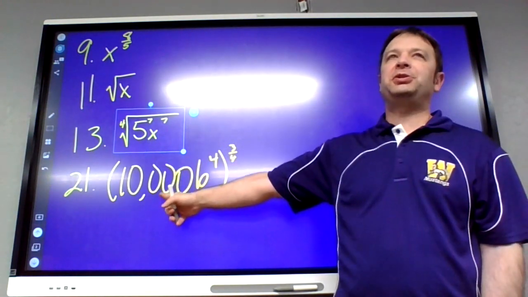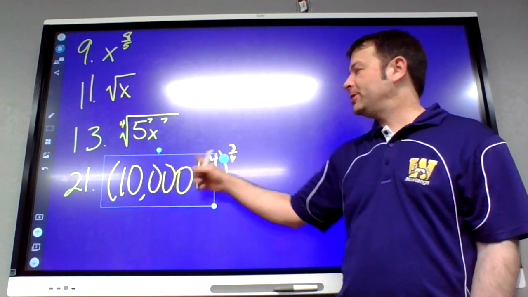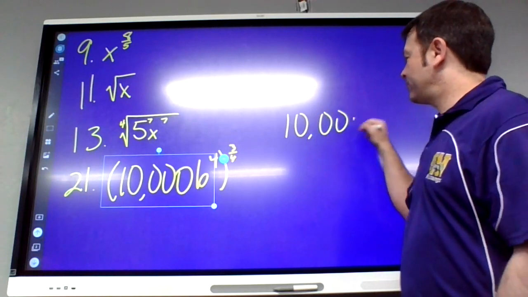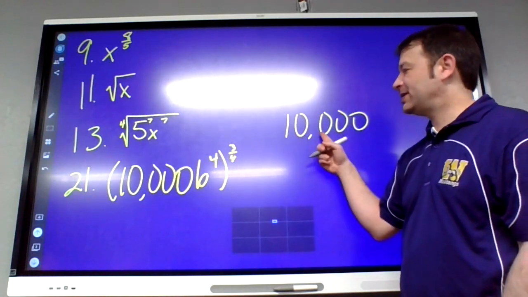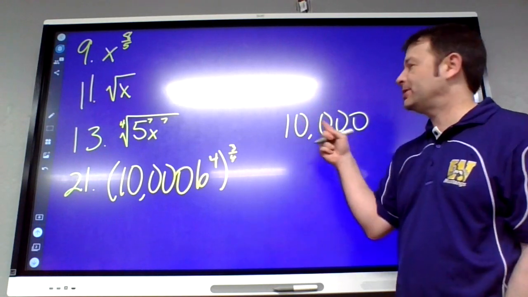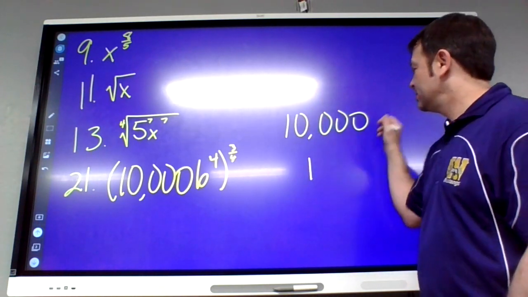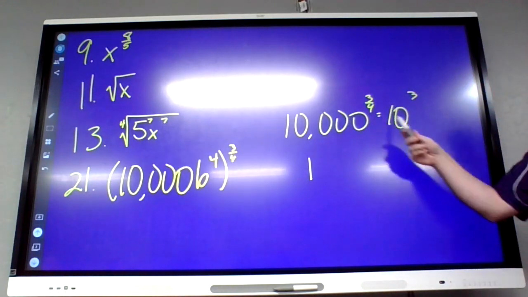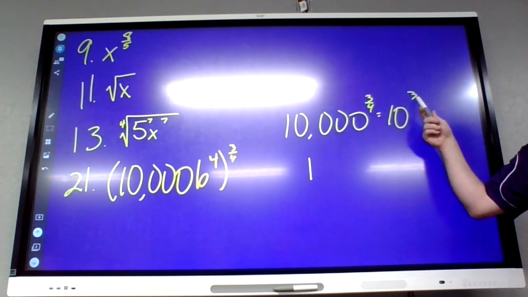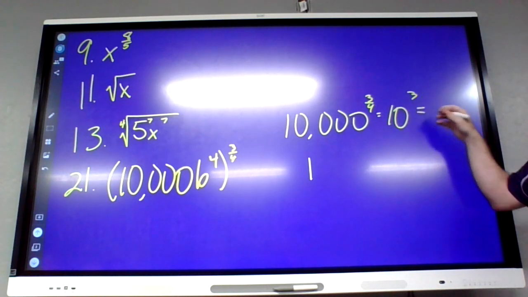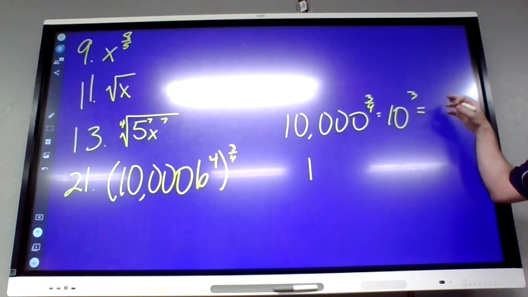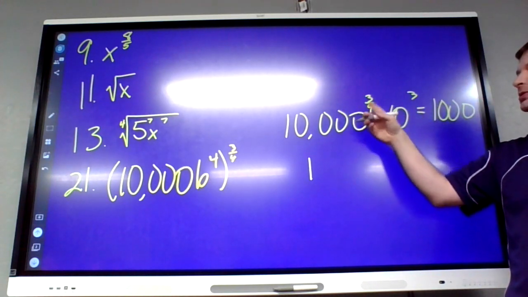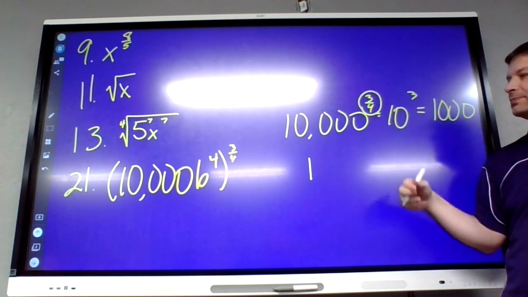Okay, guys. If I'm doing 10,000 to the 3/4 power, what's the 4th root of 10,000? What times what times what times what equals 10,000? 10. So this would be like 10 to the third. You take the 4th root, which is 10. 10 cubed. 10 times 10 times 10. 1,000.